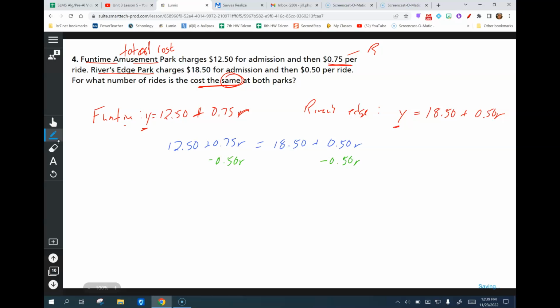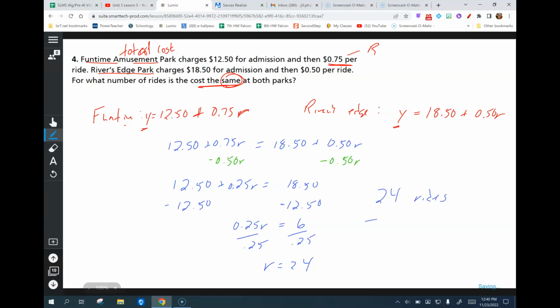Okay, ready, go. Okay, so we came up with R being equal to 24. So what does that mean? For what number of rides is the cost the same? 24 rides. It would be the same price. Okay, good.